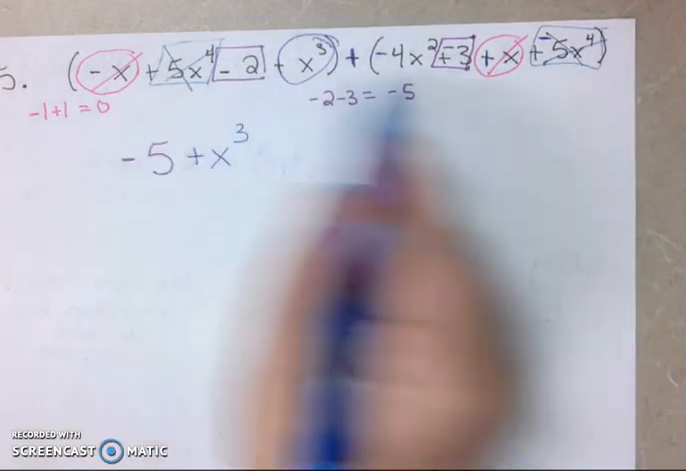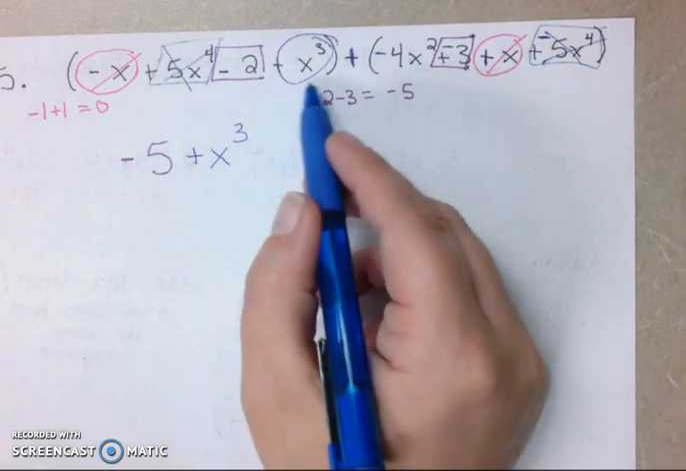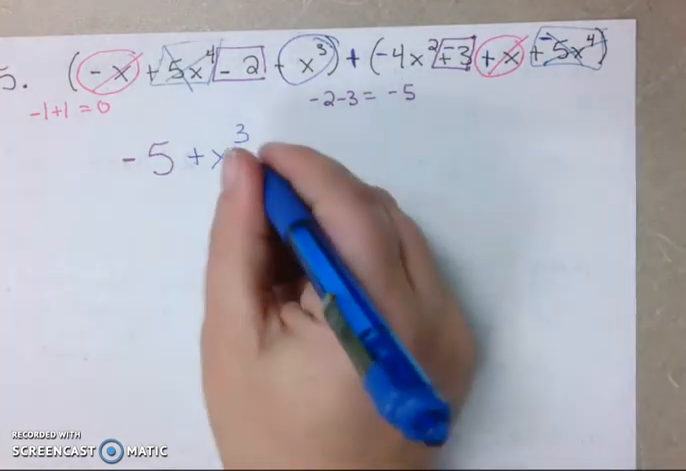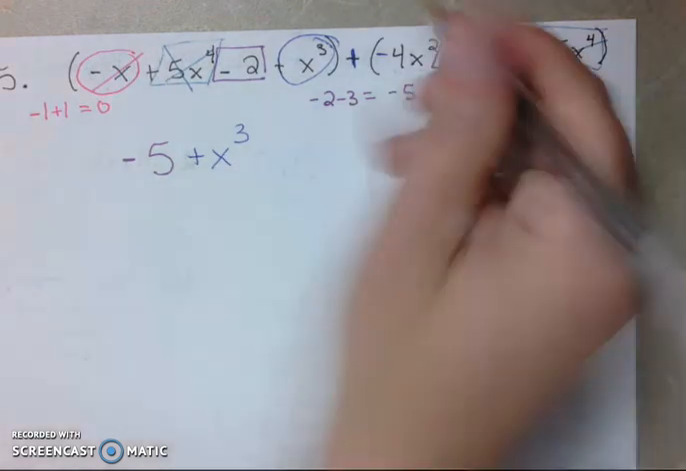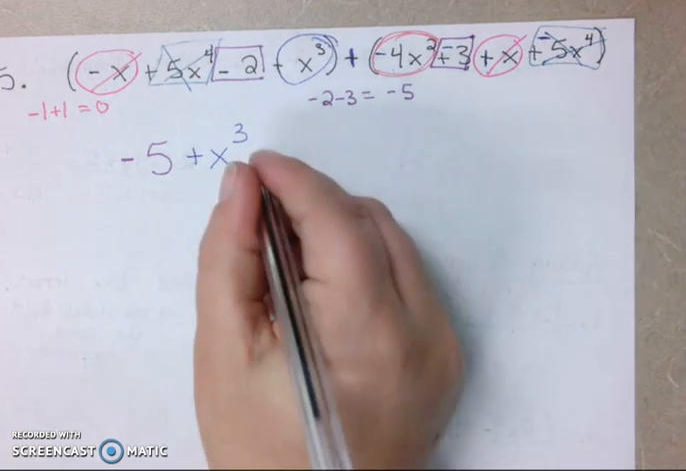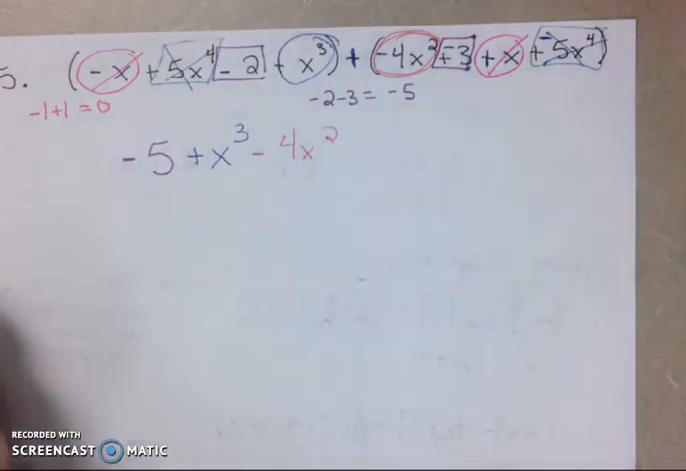So these are all done, but wait, I have this still. So this is basically 0 plus negative 4x squared. So it doesn't change, but I still have to write it. Let me change colors. I still have to write this out, because it still says 0 plus negative 4x squared. So write this negative 4x squared here. So that one was really weird.